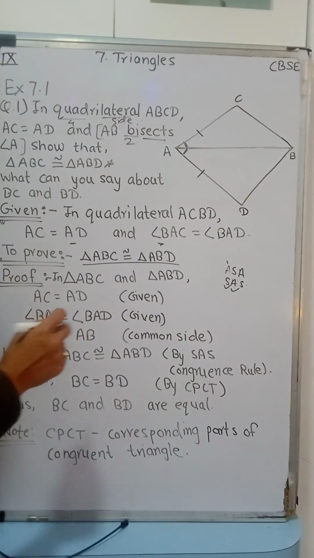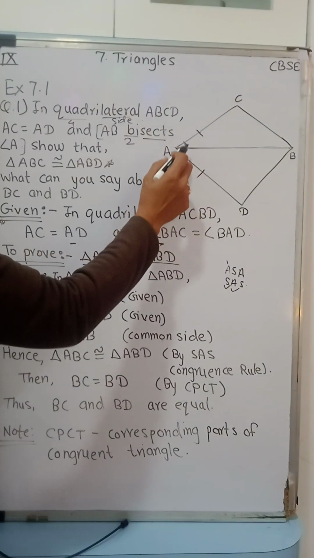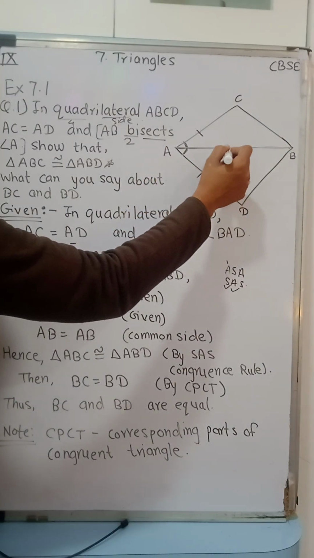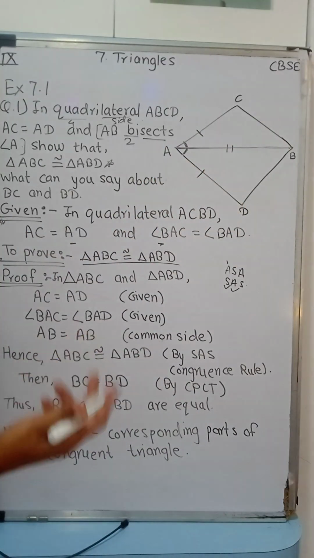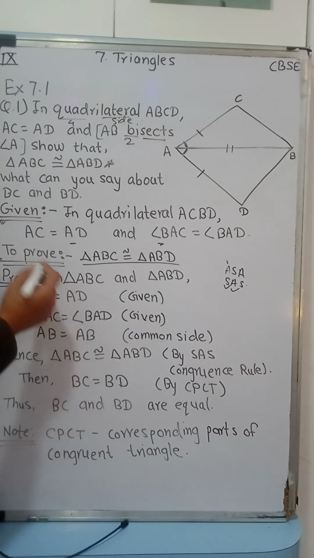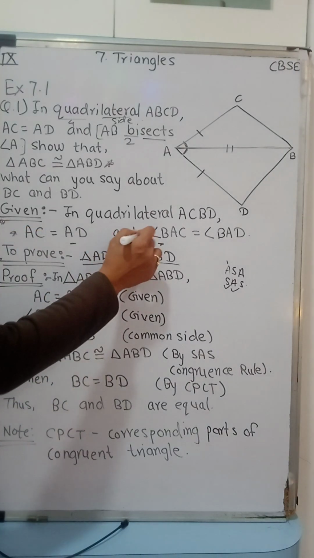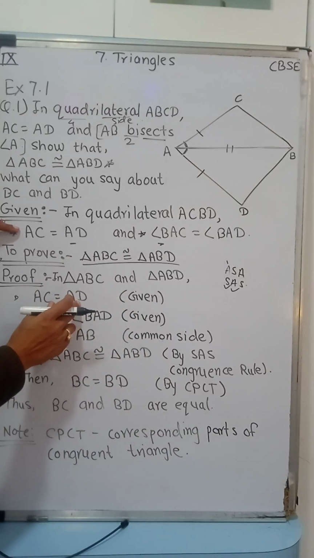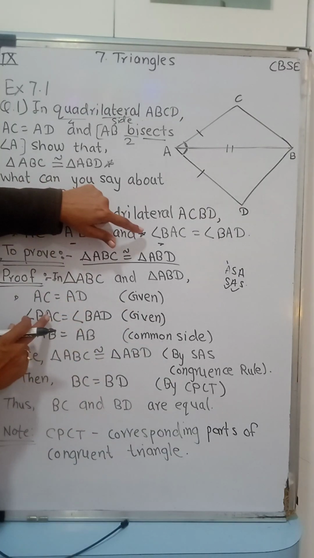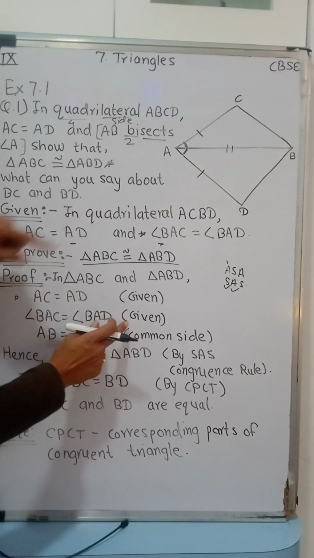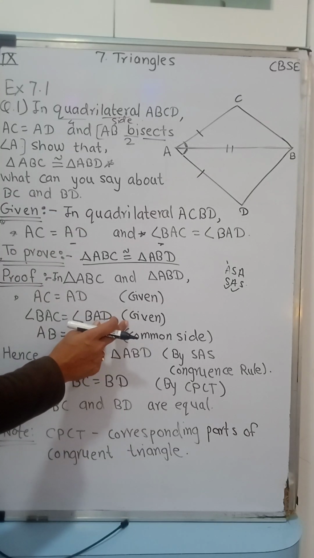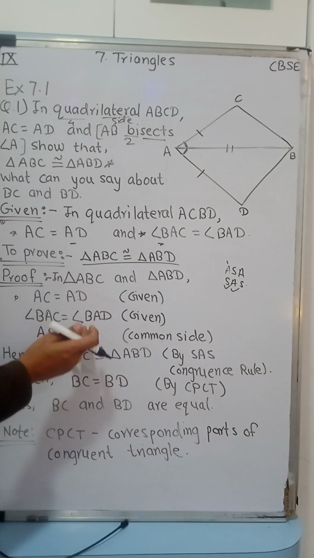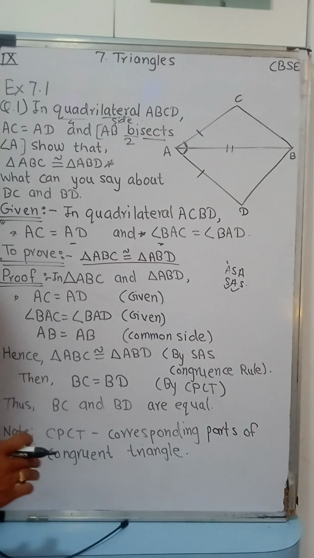So what congruence can we see? Side, angle and side. Why? Because this is the common side. So AC is equal to AD. Whatever the given things are, we write them again as given. AC is equal to AD, taken from here. Angle BAC is equal to angle BAD. It is again given. Though we have written it here, to show it we always rewrite it.